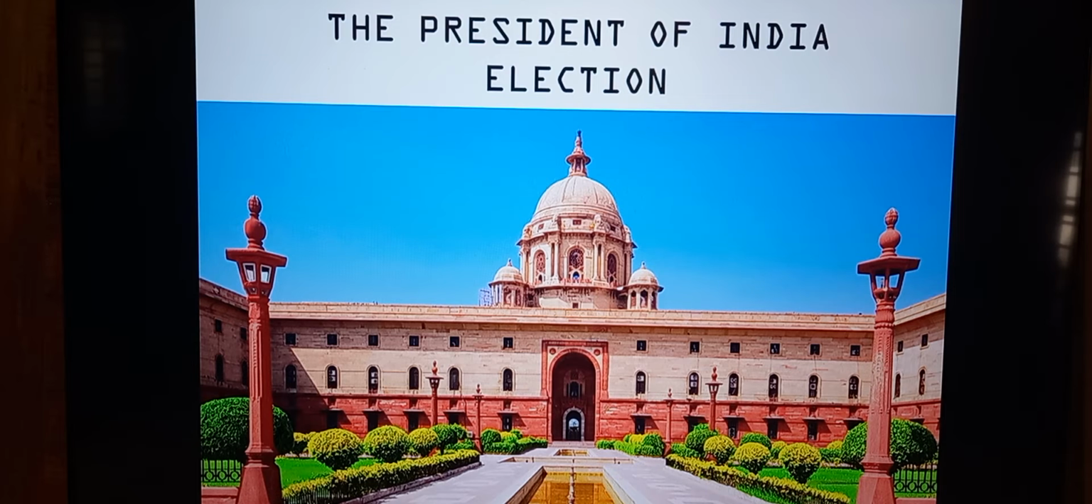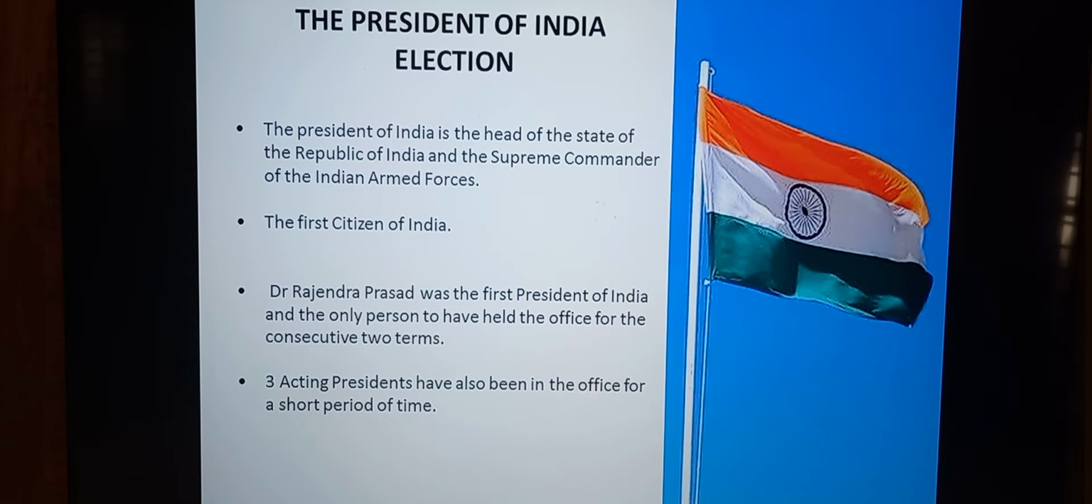Bookmark is a series of classes that helps you to add on your preparations for various competitive examinations. Today, I'm here with a very interesting topic, and it is about the President of India. The President of India is the head of the state of the Republic of India and the Supreme Commander of the Indian Armed Forces, the first citizen of India.